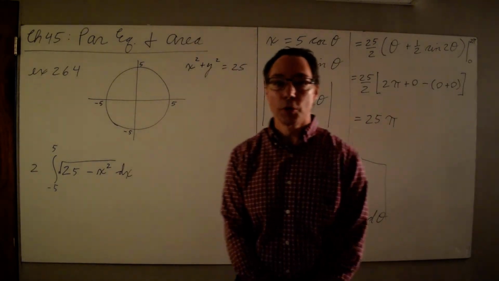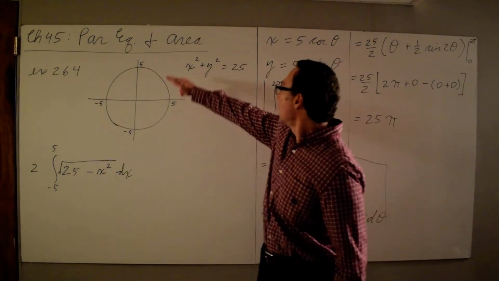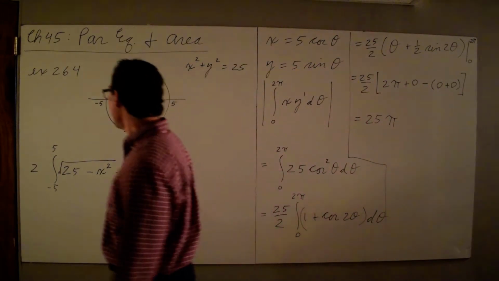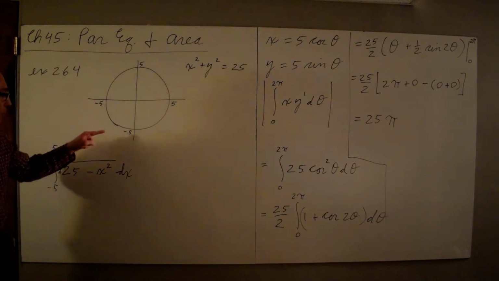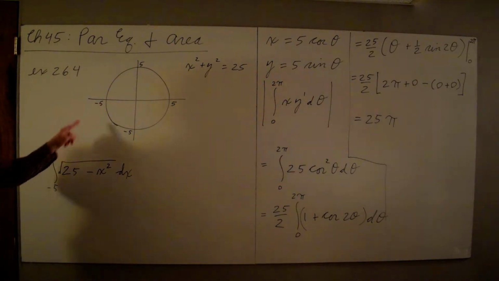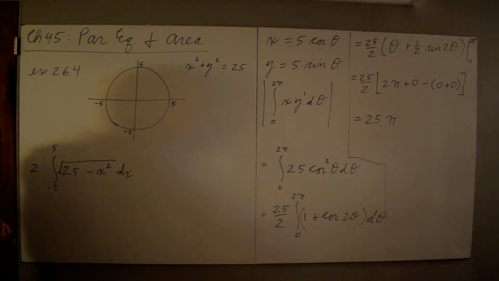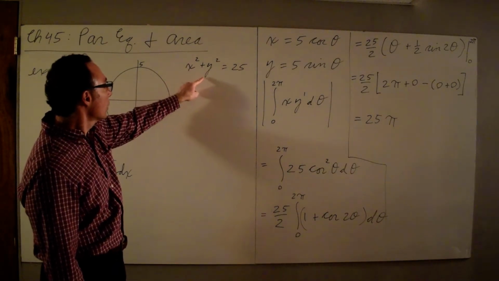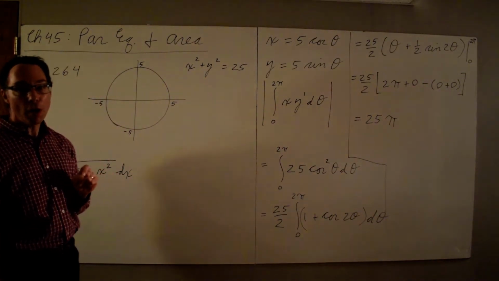This video is over Chapter 45, Parametric Equations in Area. Example 264 is going to ask us to find the area of the circle centered at 0, 0 and of radius 5 by integrating the appropriate region. Now, as you recall, this circle has equation x squared plus y squared is equal to 25.